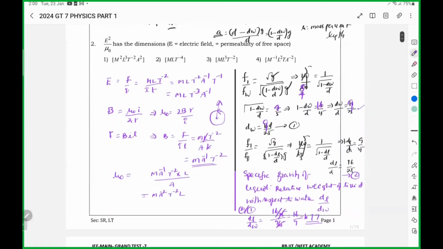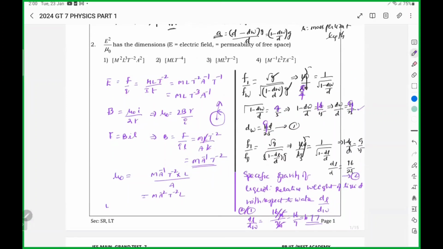Now he is asking E square by mu. E square by mu will be M^2 L^2 T^-6 A^-2 by mu naught, which will be M L T^-2 A^-2. The A^-2 gets cancelled. So M L T^-4. So that is the dimensional formula for E square by mu.